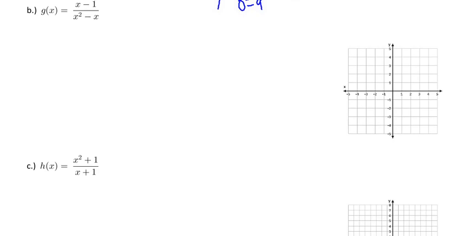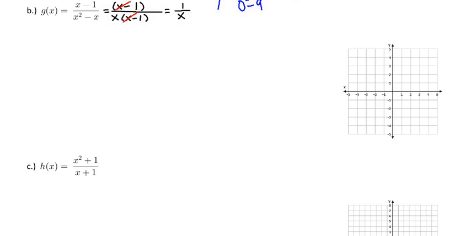So example B, we have the function g of x equals x minus 1 over x squared minus x. As always, we need the zeros of the denominator. So let's go ahead and factor it by extracting the GCF of x. And that leaves behind an x minus 1. So observe, we have a removable factor here. That's important to recognize. And our function reduces to 1 over x.